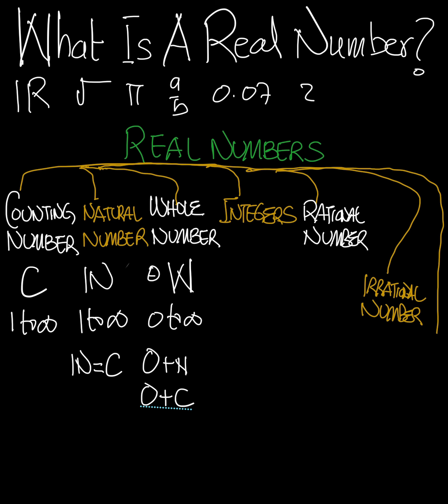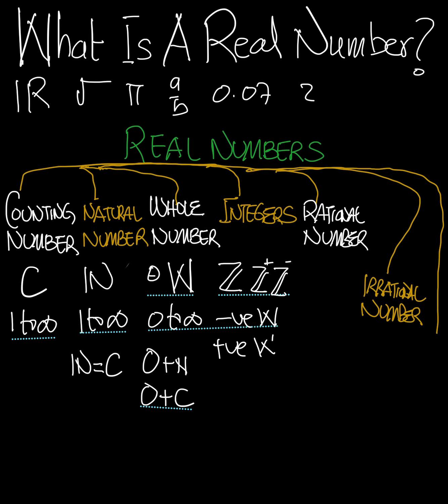On the other hand, we have integers. We can denote them with a Z. They are negative whole numbers or positive whole numbers in that particular order. So you have negative infinity all the way to, let's say, negative 2, negative 1, and then on the positive whole number side, you have 0, 1, 2, all the way to positive infinity, like that.